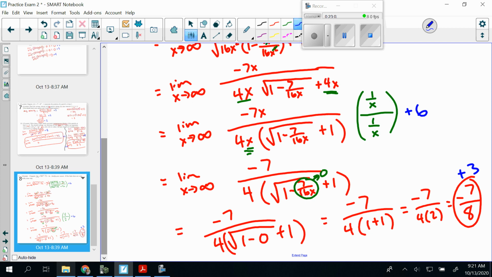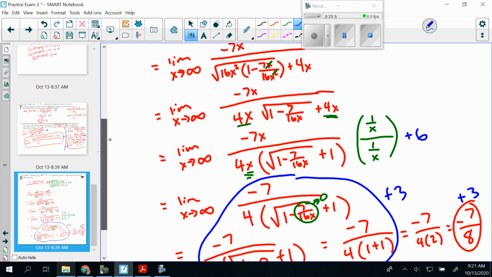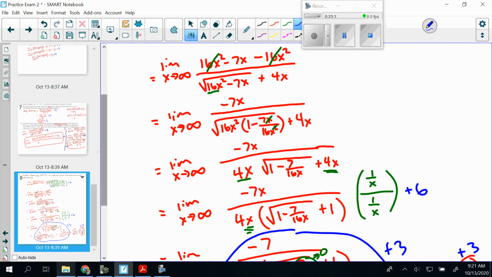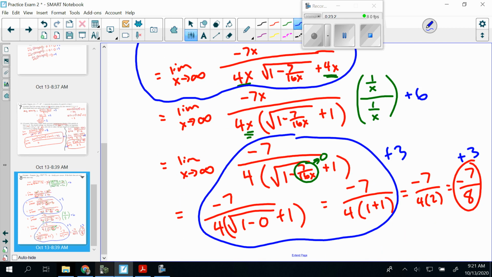All this simplifying work here was 3, and all this algebra simplifying kind of up here was also 3. So that's how that one was scored, and I missed the last, the substituting in and getting this to be 0 was also 3. So the evaluation there was 3. So that's where the points came for that one.